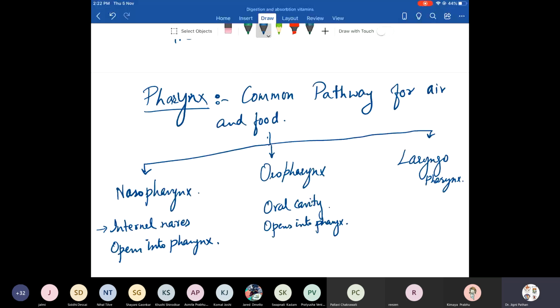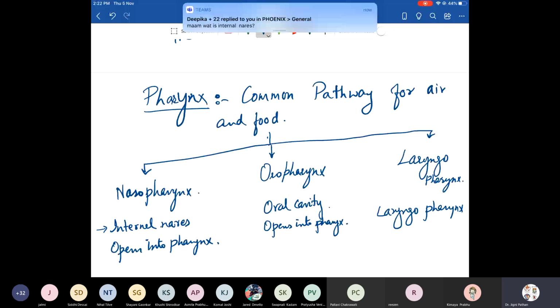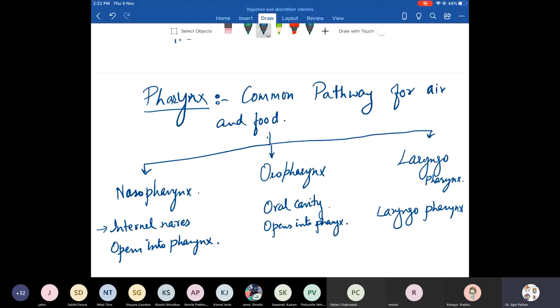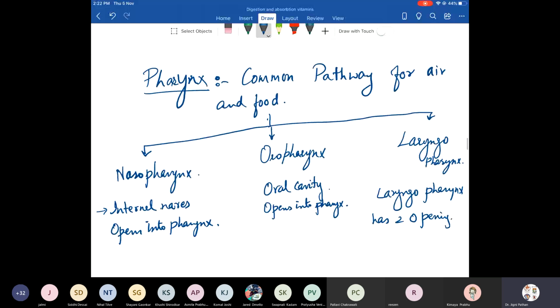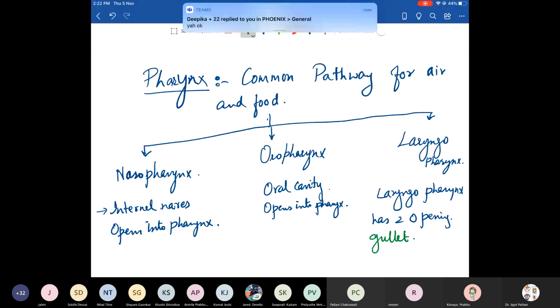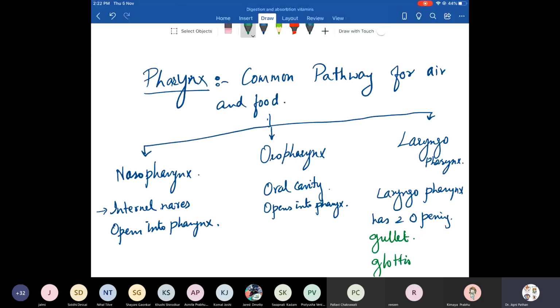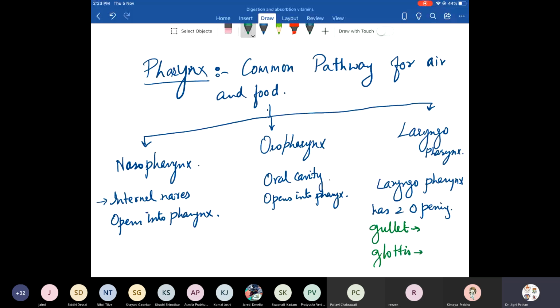Laryngopharynx has two openings. One is gullet, other is glottis. Okay, Deepika, 2 minutes. I'll let you know. Laryngopharynx has two openings. I'll tell you what is internal nares. One opening is called gullet. Now tell me what is gullet. The other opening is glottis. So can you help me to know what is gullet? Do you know what is glottis?